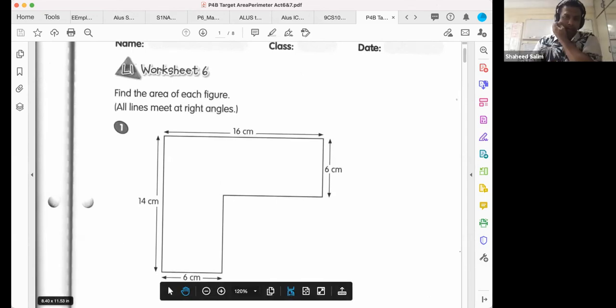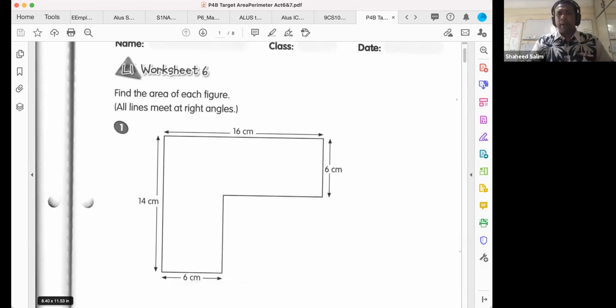Hello, Myra. Are you there? Can you hear me? We tried to find the area of this one as a warm-up activity. Later on, we'll be going to other papers.